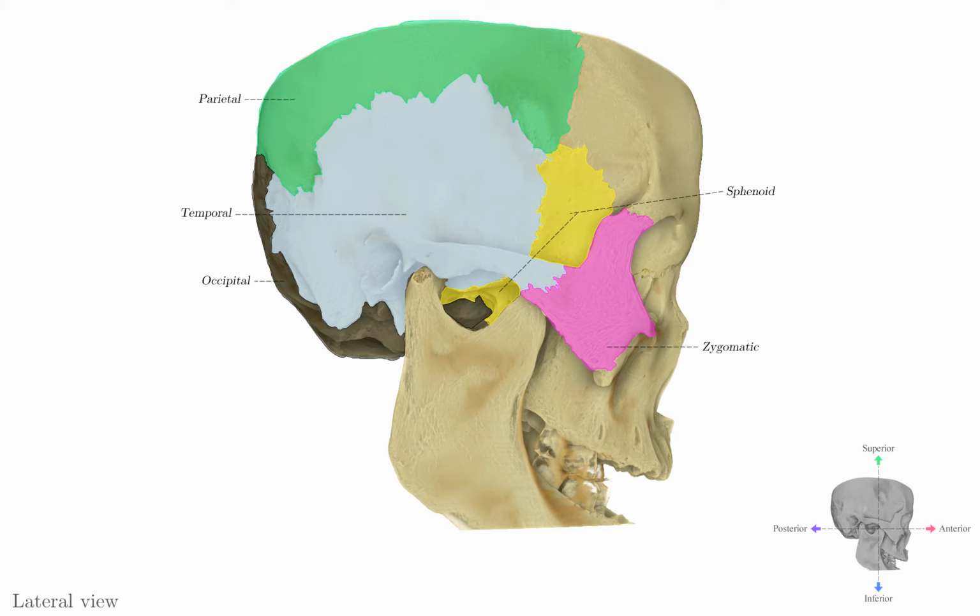Here you can see the external auditory meatus and mandibular fossa of the temporal bone. Some other features of the temporal bone are visible, specifically the mastoid and styloid processes, both providing anchoring to a number of muscles in the neck.